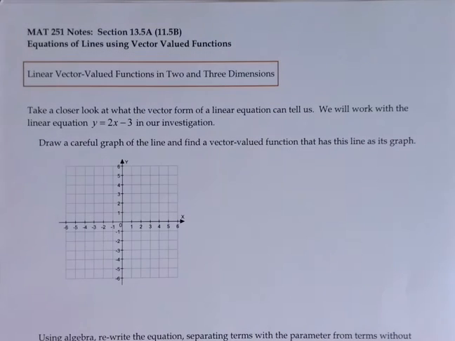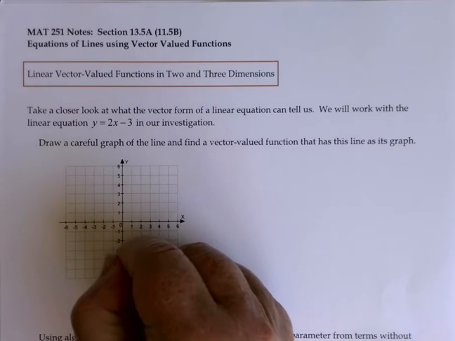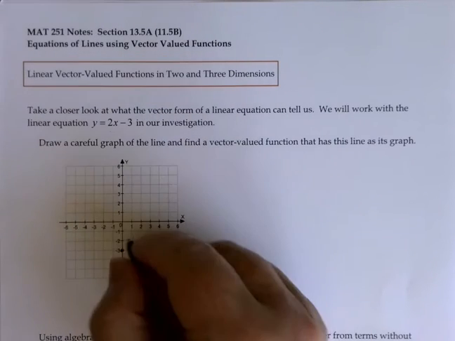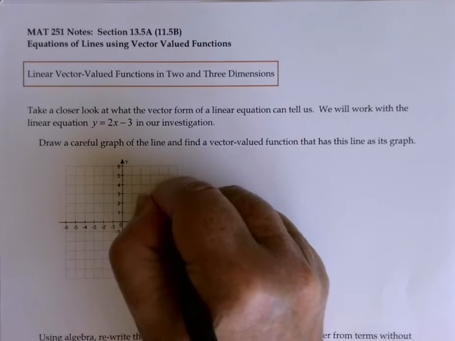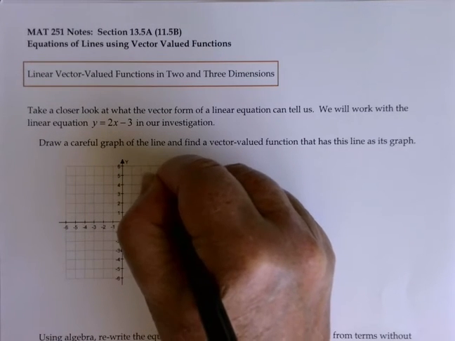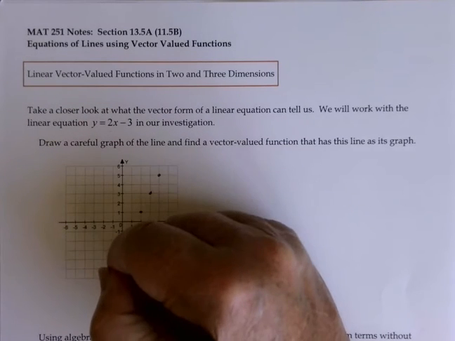So we're going to use as our example the line y equals 2x minus 3, and I'd like to start just by drawing a good graph of that line that we can refer to for some geometry as we go on. So let's see, our y-intercept is negative 3, our slope is 2, and there's my line.